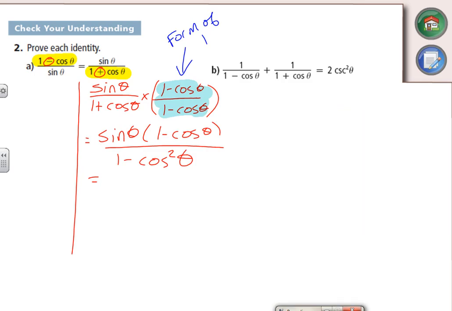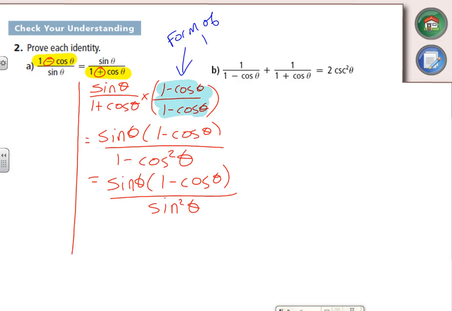And then we notice, oh hey, 1 minus cos squared theta, we've got a squared there. Pythagorean identity is going to be somewhere in there. And that's going to be, oh yeah, sine squared theta. Oh look at this, we've got a sine up there and a sine squared. So we'll take one of them away. 1 minus cos theta over sine theta. Oh right on, the left side equals right side. We are done.